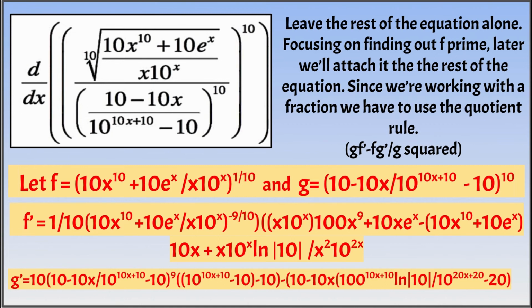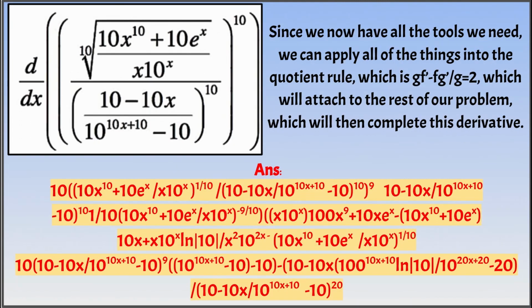Since we're working with a fraction we have to use the quotient rule, which is g times f prime minus f times g prime, over g squared. What we're going to do here is let f equal the numerator and g equal the denominator. What we can do is now use the chain rule to solve for f prime and g prime, but to find the inner derivative we have to use the quotient rule.